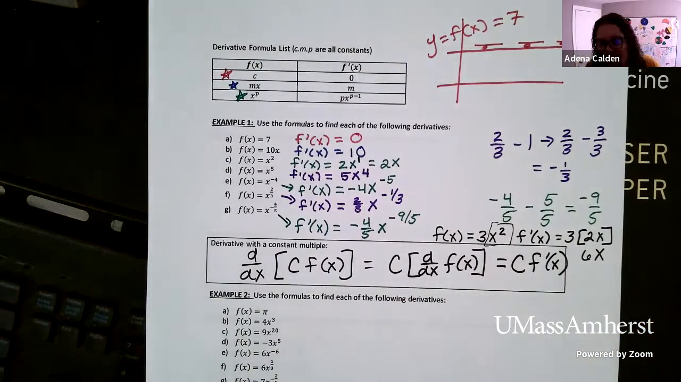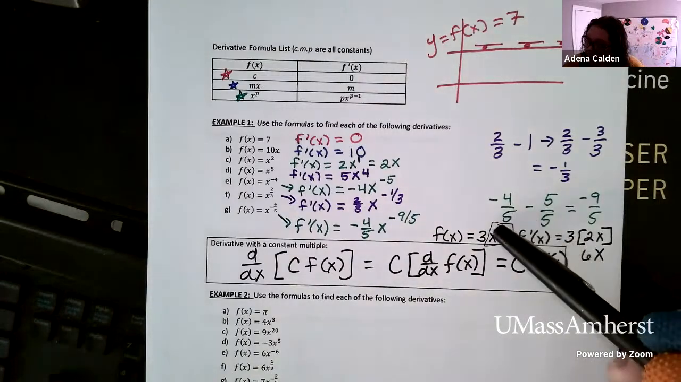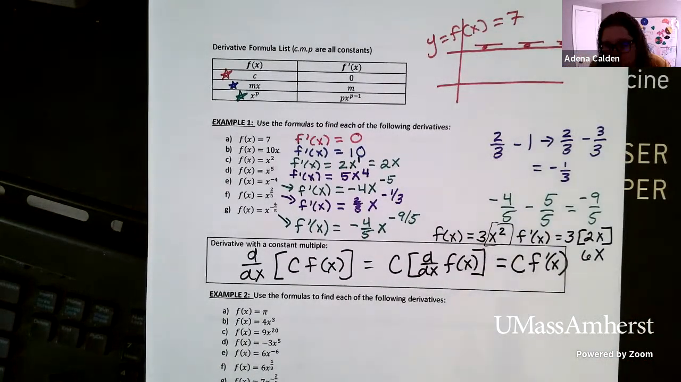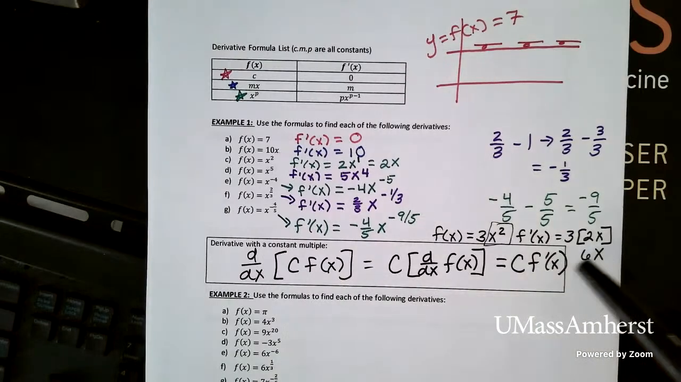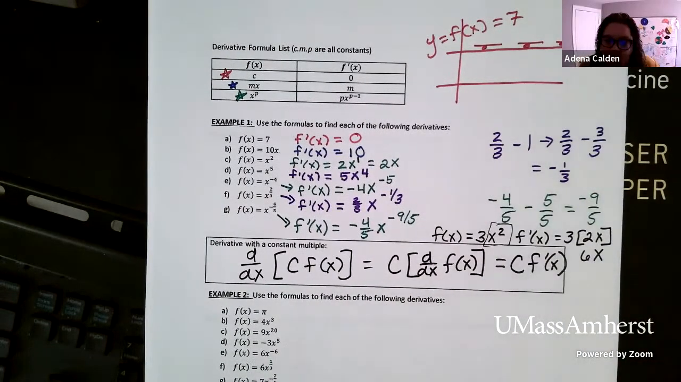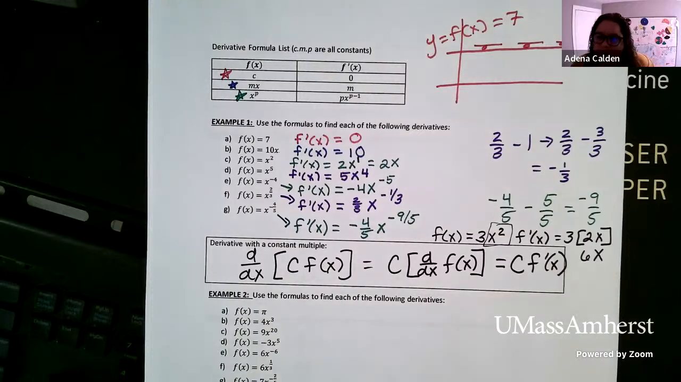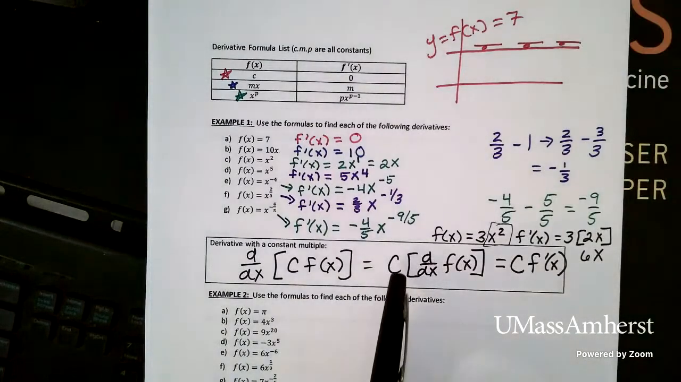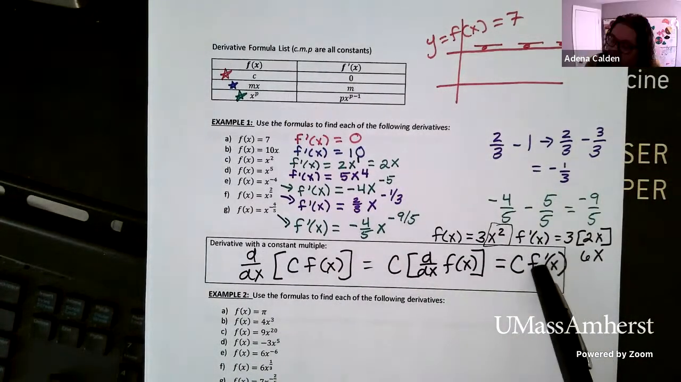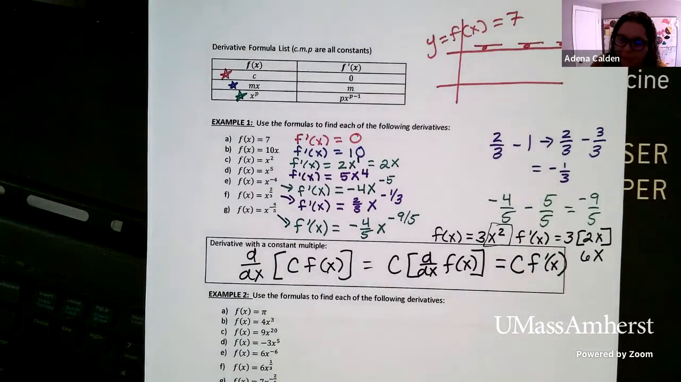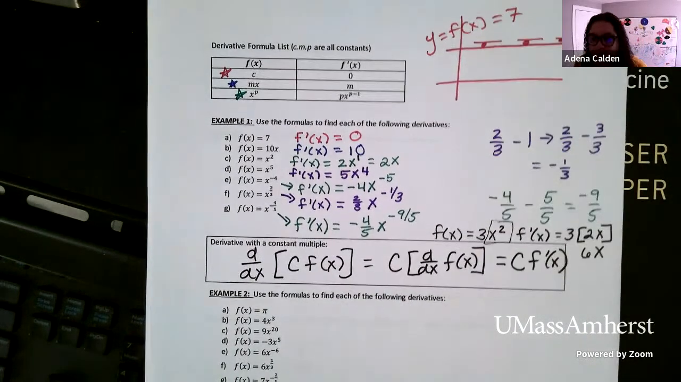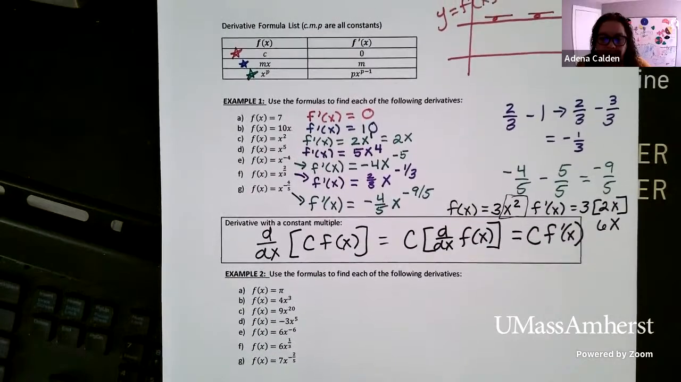The way we often do this in practice is we say, when the 2 comes down, it multiplies the 3, giving us 6x, and then we subtract 1 from the power. But what's happening behind the scenes is that this constant is being carried along and multiplies the derivative of the functional part. So let's do some practice problems that have some constants.